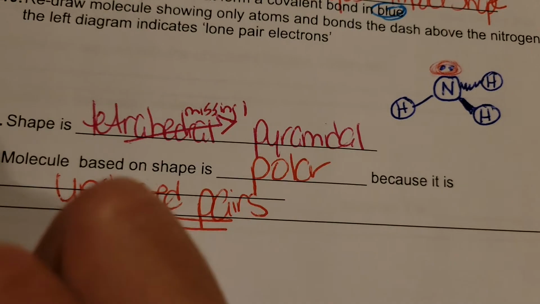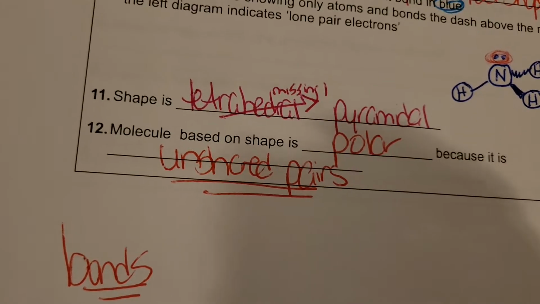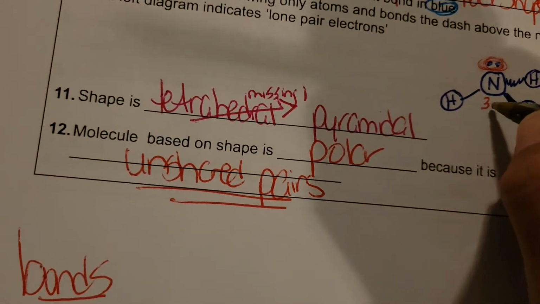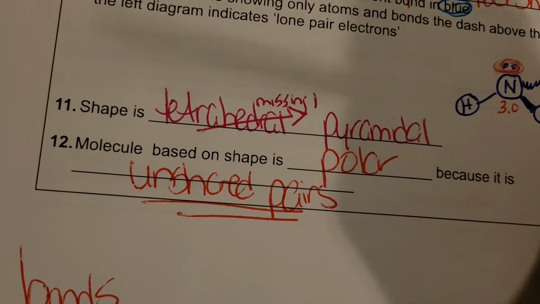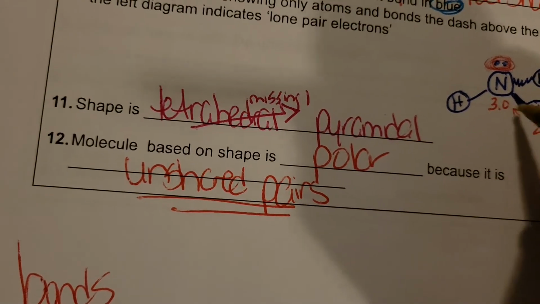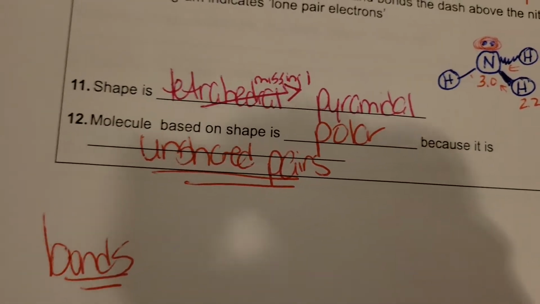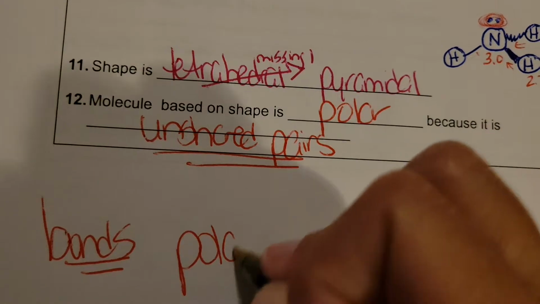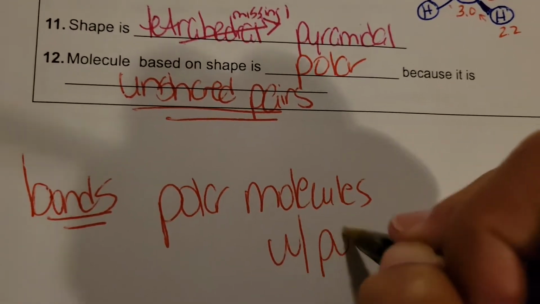As far as the bonds, to think about what we did in the last chapter, if I look up nitrogen, nitrogen is 3.0, hydrogen is 2.2, so it's not being shared evenly. The nitrogen's kind of pulling it in. So we are going to have polar bonds. So we have a polar molecule with polar bonds.